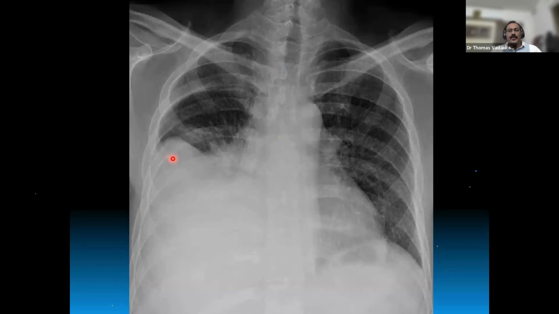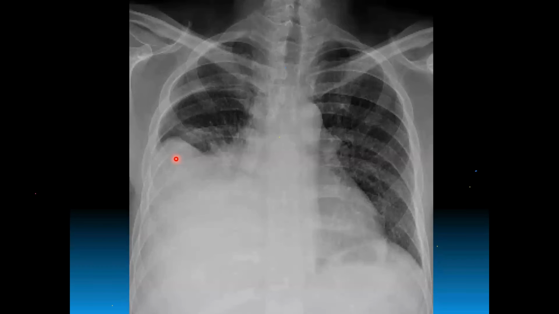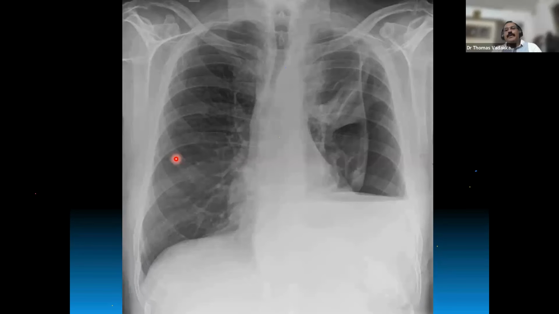Your answer is correct, pleural effusion, but here the fluid is between the lung base and the diaphragm. That's why you get an abnormal shadow like this. We'll go to the next image. Can anyone volunteer for this?